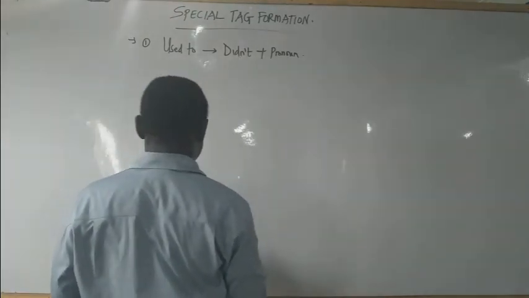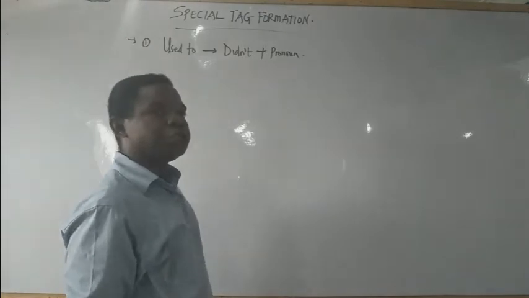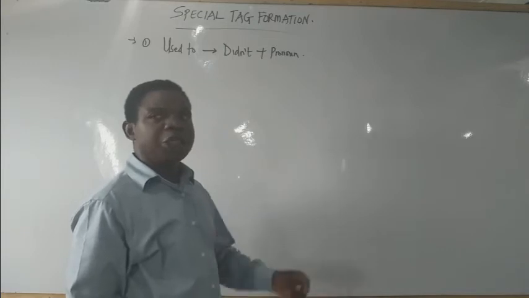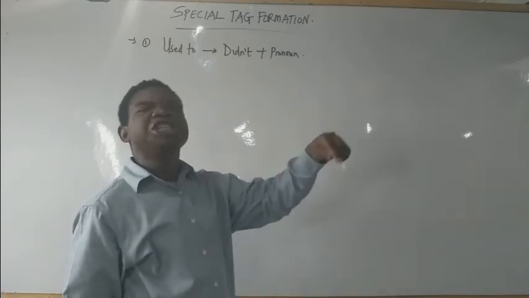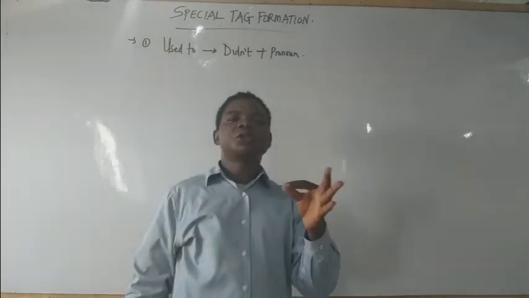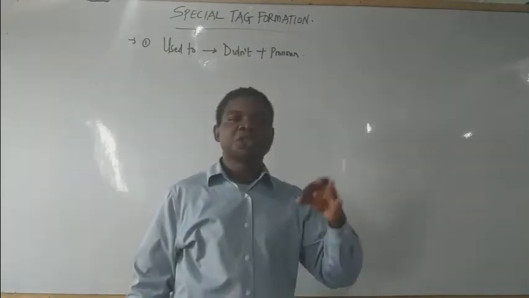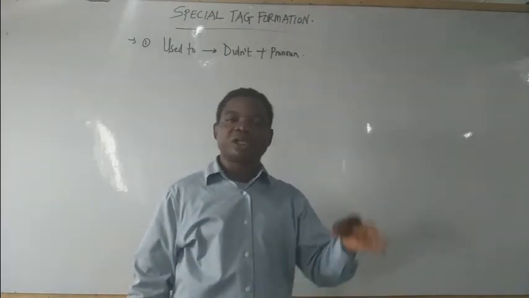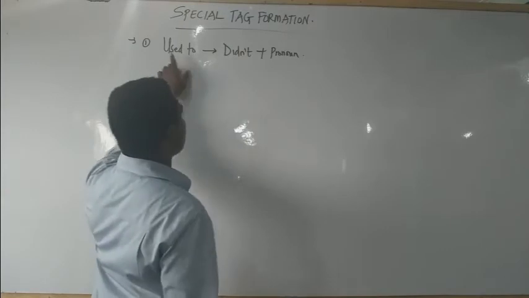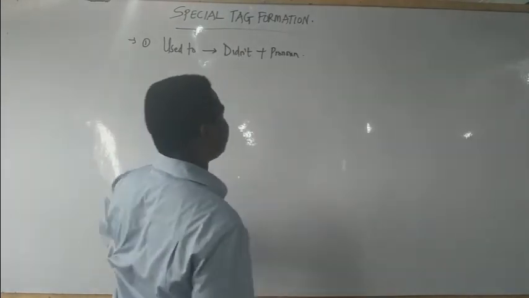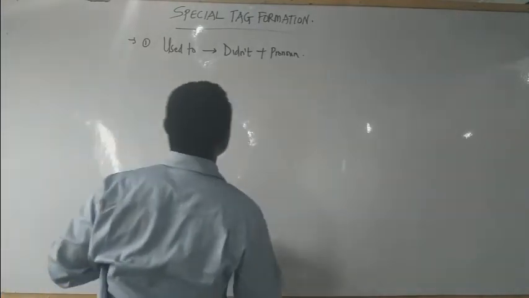Example, if I say, "They used to eat here." The question tag has got to be "didn't they?" Another example, "They used to work here." The tag question will be "didn't they?" So when you have "used to", the tag will take "didn't" plus a pronoun.